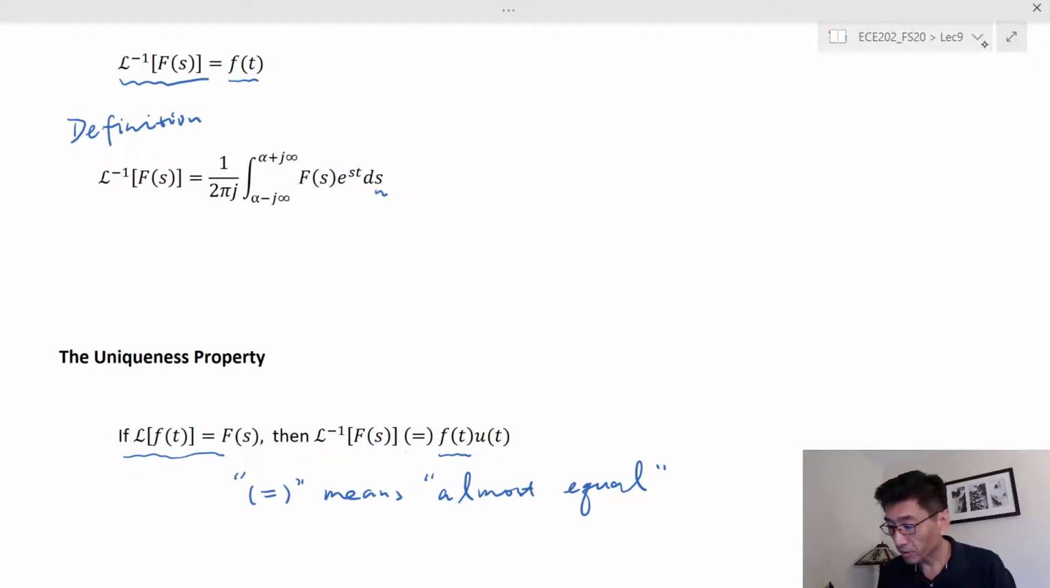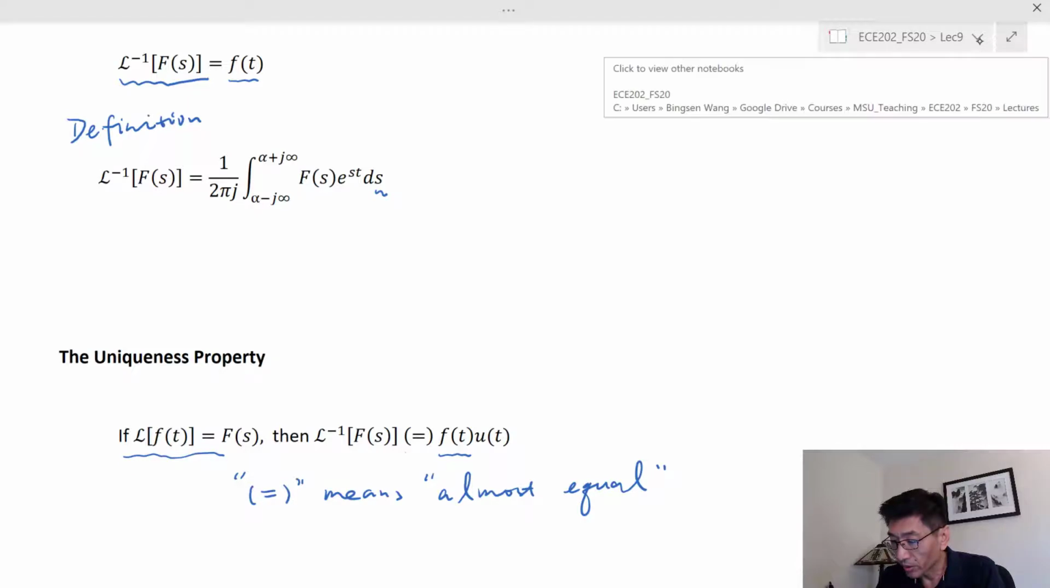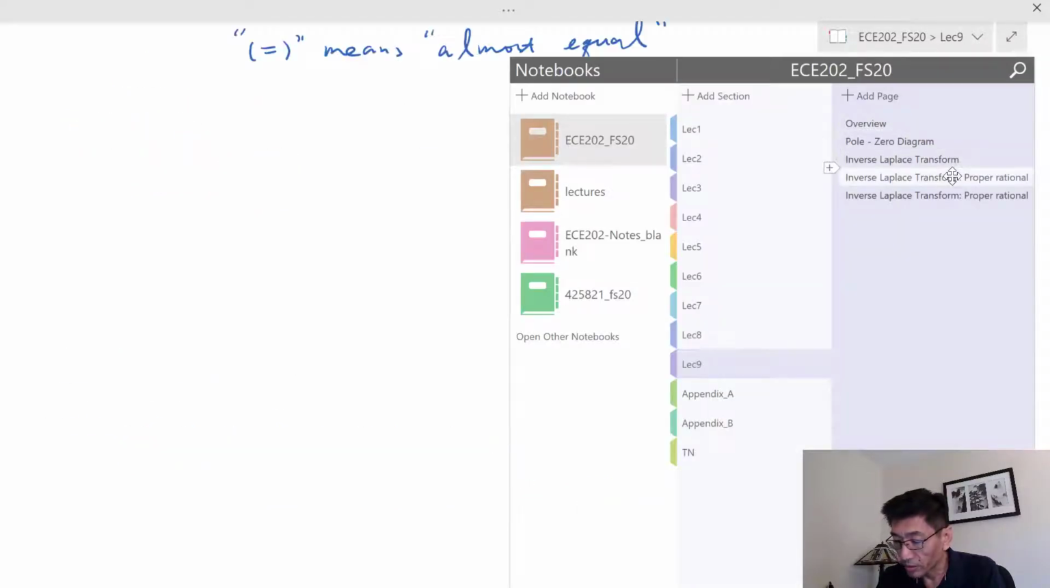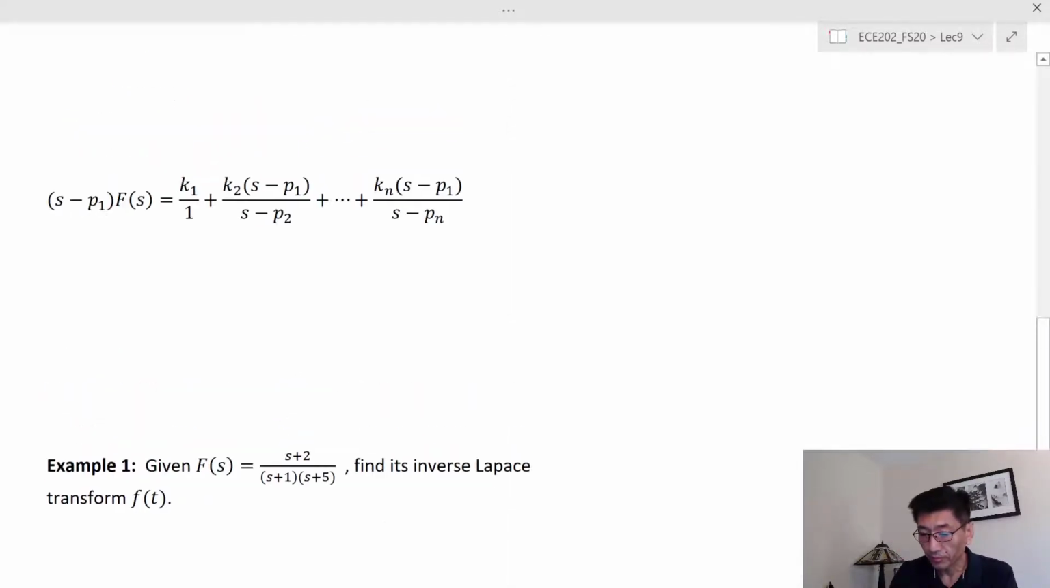Okay, so let's look at two cases today. We're going to look at the first case with simple poles, where F(s) has simple poles. Of course, F(s) is going to be a rational function. Then we're going to look at the case where F(s) has complex poles. And we're going to have two video clips to cover the two topics. Let's go to the first one here.